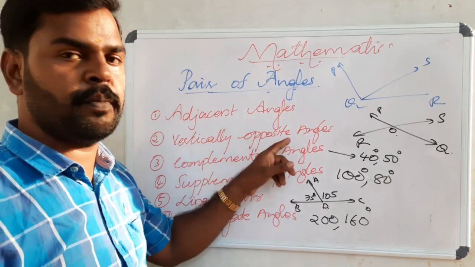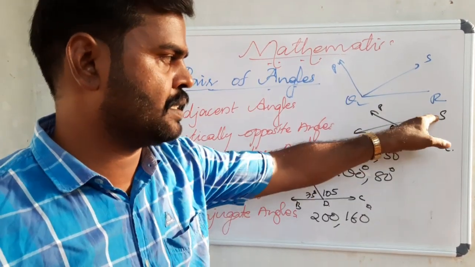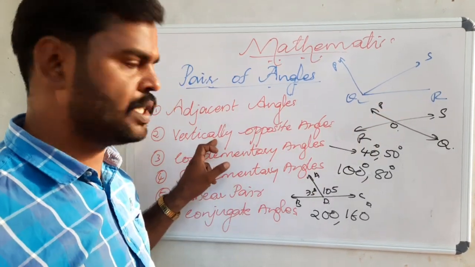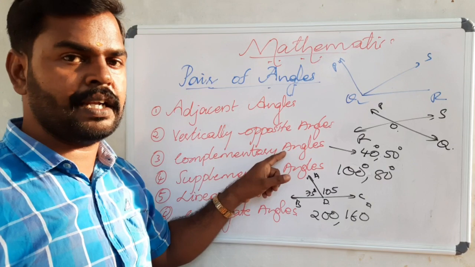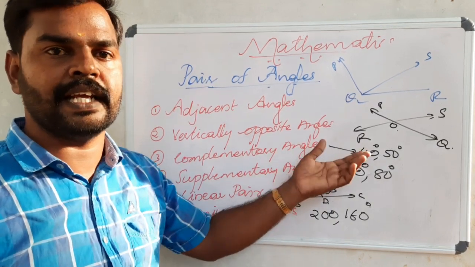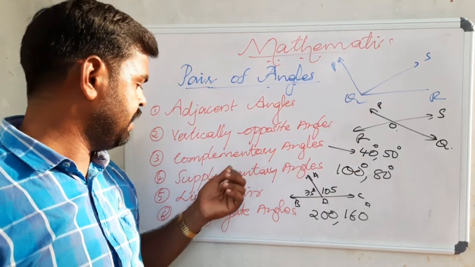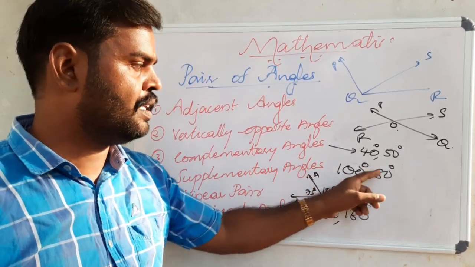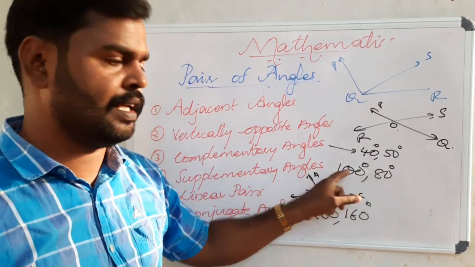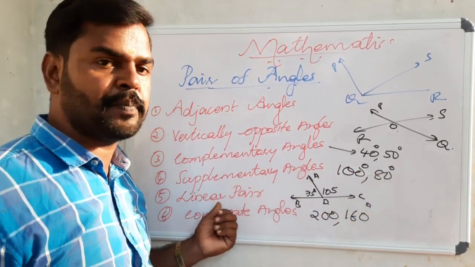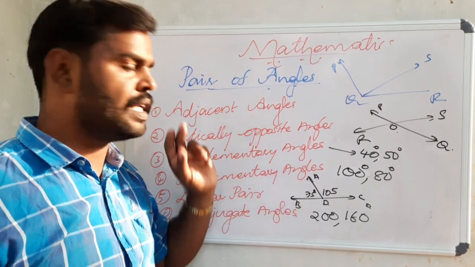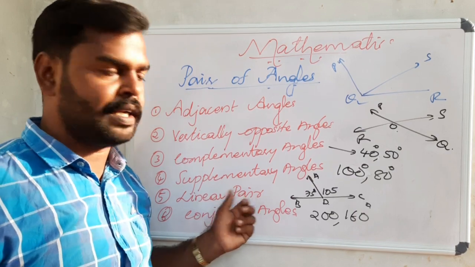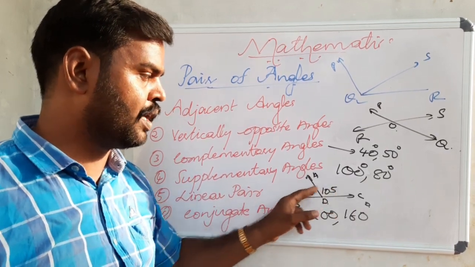Next we discussed vertically opposite angles. Angles POS and ROQ, these straight opposite angles, are called vertically opposite angles. Next we discussed complementary angles. The sum of two angles is 90 degrees, then it is called complementary angles. Next we discussed supplementary angles. The sum of two angles is 180 degrees is called supplementary angles. Next we discussed linear pair. The sum of two adjacent angles is 180 degrees, then that type of angles are called linear pair. Here 75 and 105, total 180.